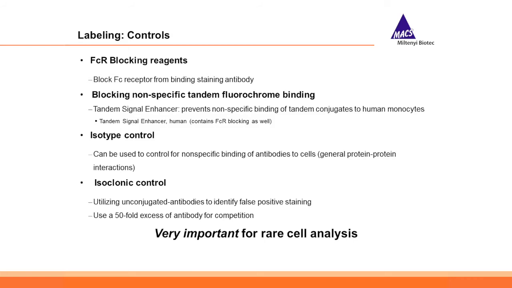Okay, then we have the isoclonic control. So you also do a separate sample with the same cells. But instead of putting in the staining antibody, you first put in an unconjugated antibody. It must be exactly the same clone, with exactly the same specificity. And you put it in at a 50-fold excess. What this antibody does, if it binds specifically to the target molecule, is saturate this molecule. And then to finish the isoclonic control, after this incubation with the unconjugated antibody, you simply add the conjugated antibody, with the fluorochrome.